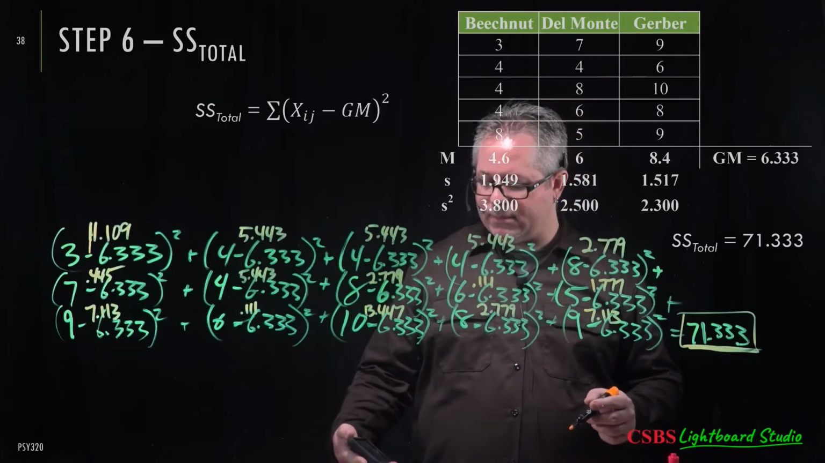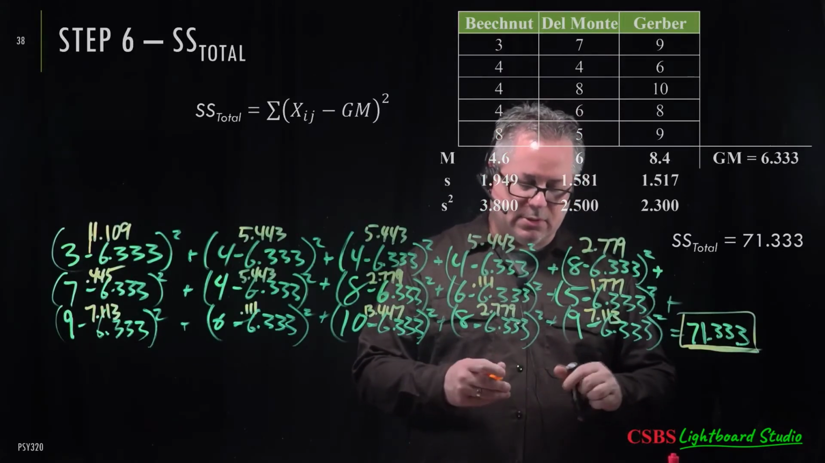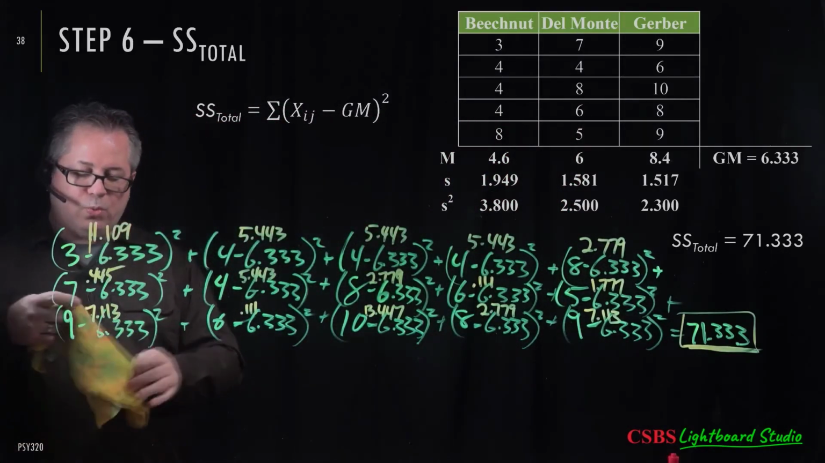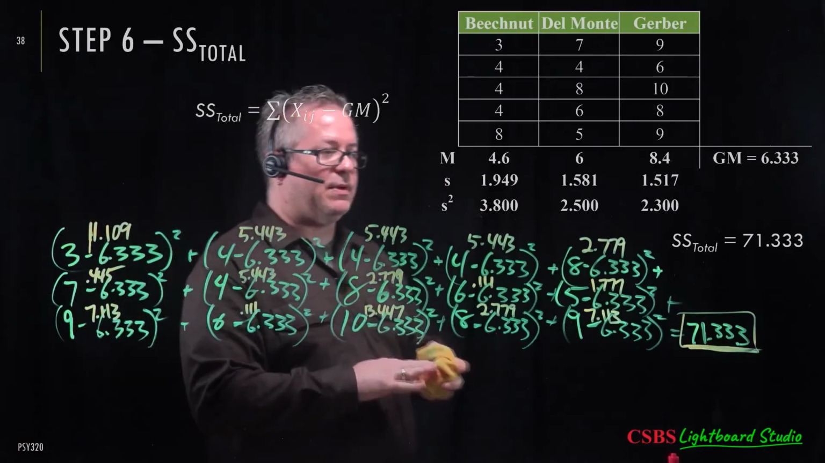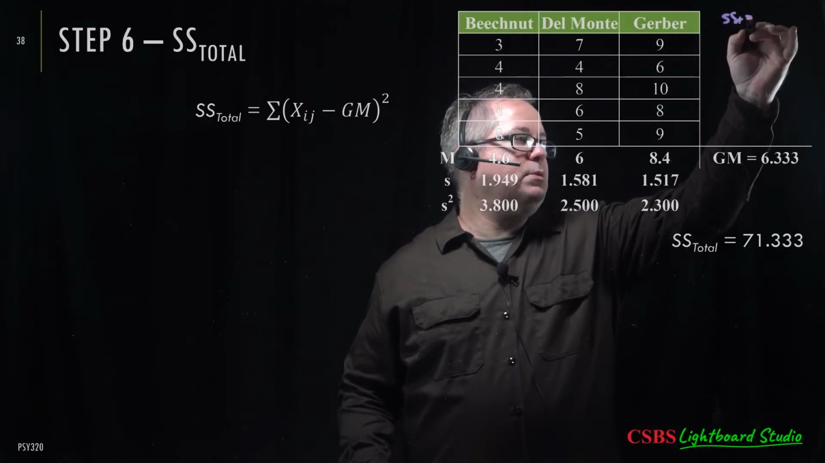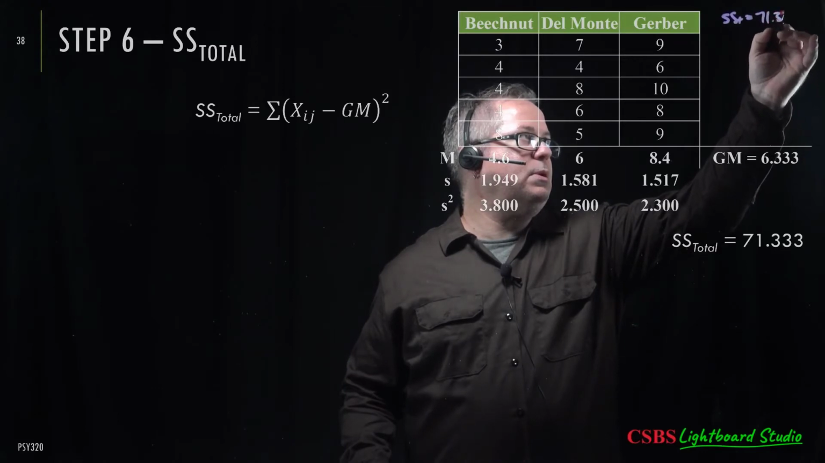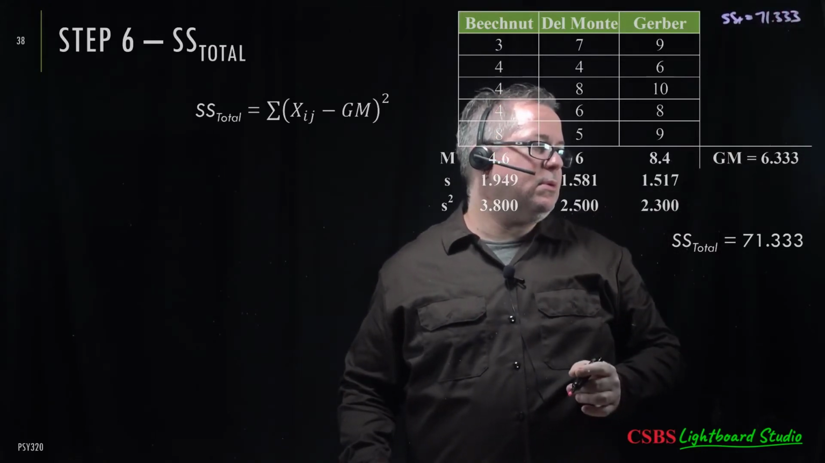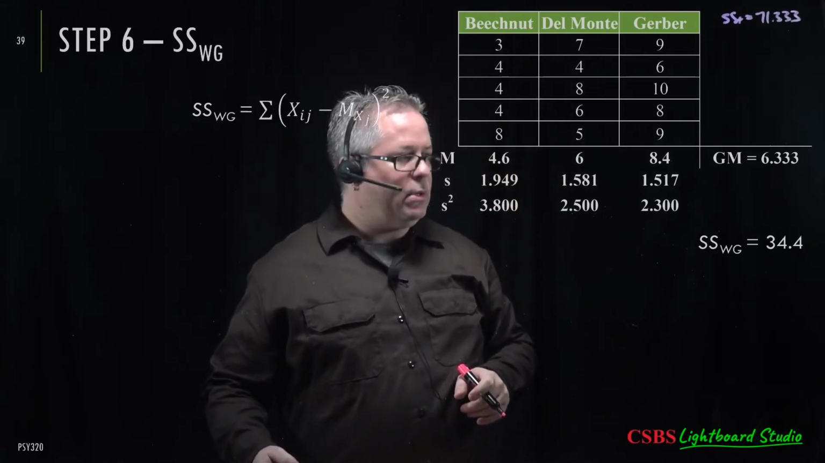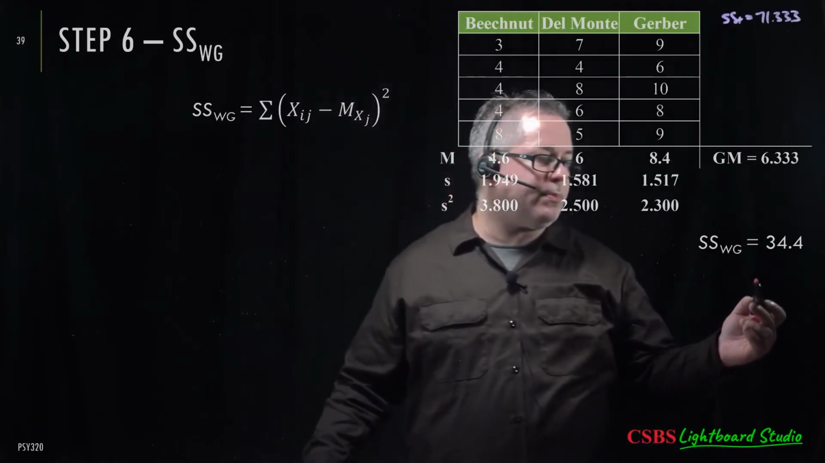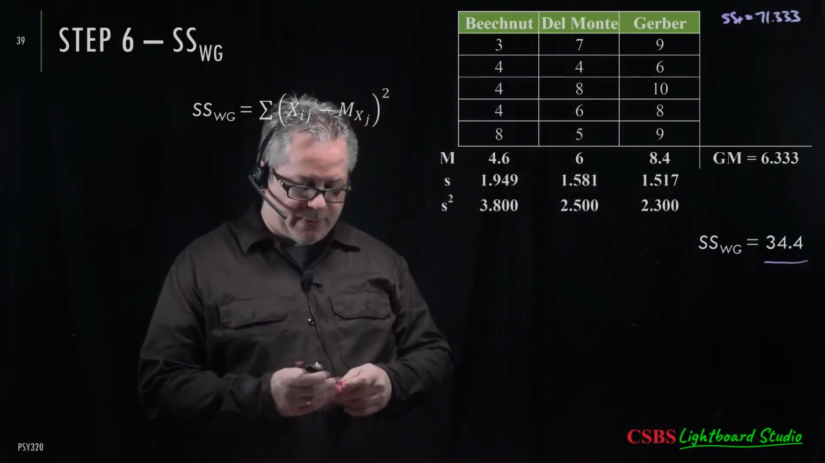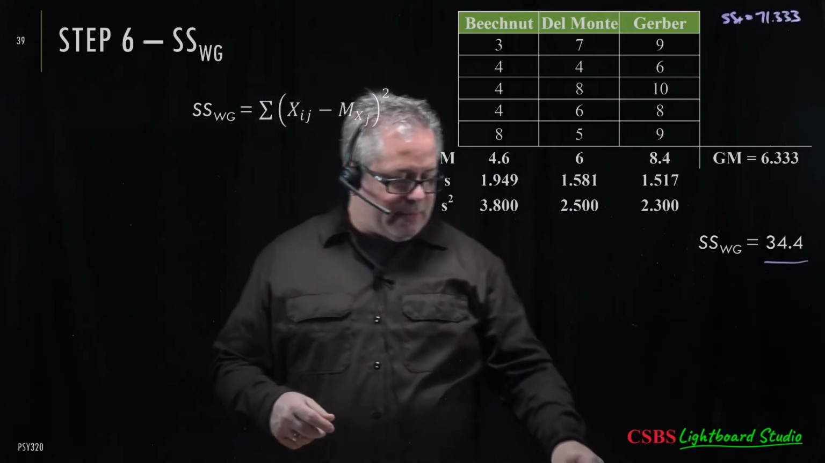All right, that's the sum of squares total. So let's go on and find the other two sums of squares. Only one of them is tedious like this. The other one's actually a lot easier. Sum of squares total equals 71.333. Okay, let's put that there, just in case. And now it's telling me here that the sum of squares within groups should be 34.4. So let's figure out how I found that.